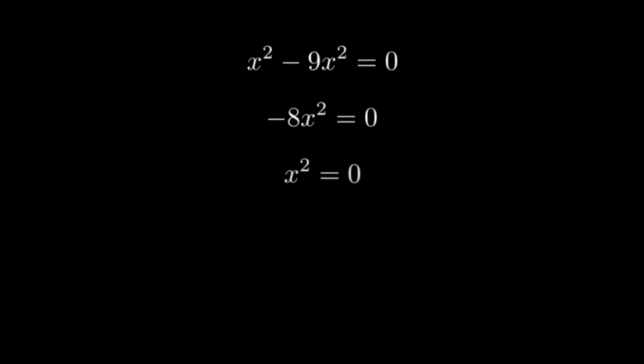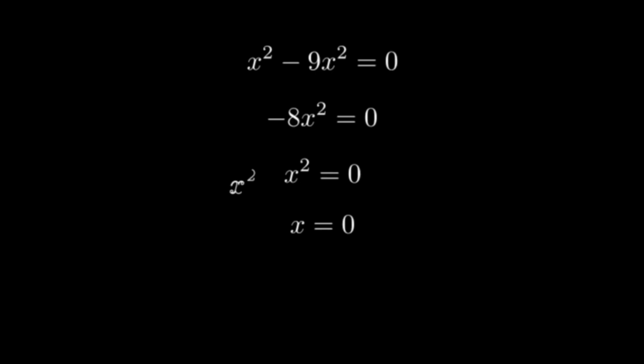To isolate the x squared term, we can divide both sides by negative 8. This gives us a cleaner equation to work with. Now we have x squared equals 0. If the square of a number is 0, then the number itself must be 0. This is because 0 times 0 equals 0, and no other number squared gives 0.